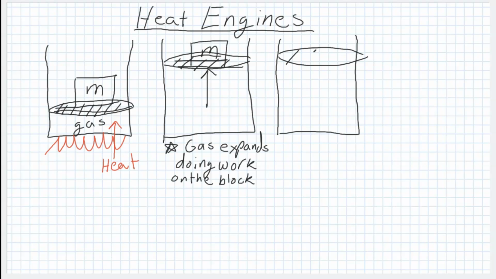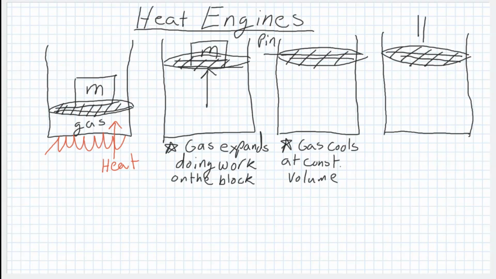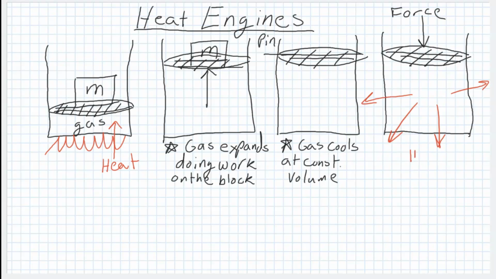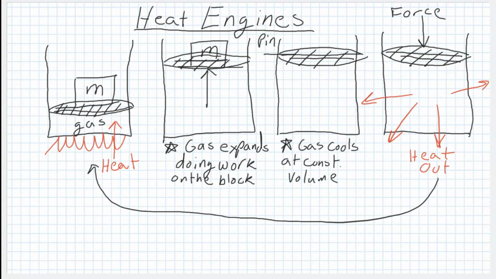So I'm going to take the block off of my piston, and I'm going to lock the piston in place and allow the gas inside the piston to cool down to its original temperature without changing its volume. So this is isovolumetric. Last, I'm going to remove the pin and apply an external force to compress the gas. So now I'm doing work on the gas, which causes heat to leave my piston and enter the surroundings. And this restores the piston and the gas to its original configuration where we started in step 1.